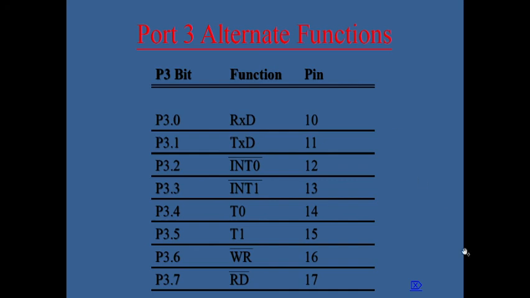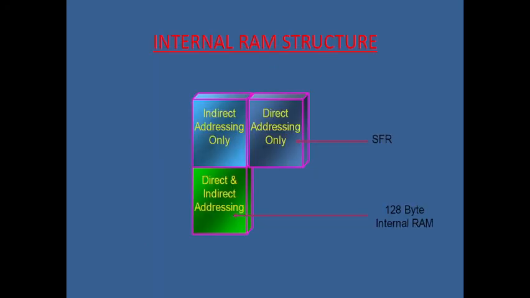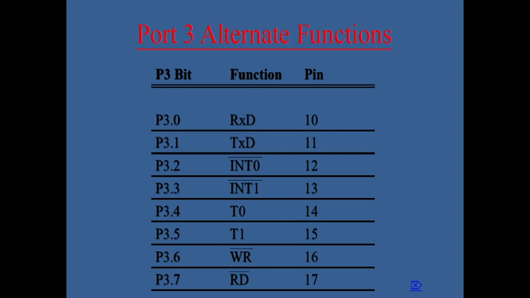Pin number 10 is P3.0, which has another function, RxD, meaning receive data, and TxD, transmit data. Then we have INT0 and INT1, which are used for interrupts, and T0 and T1, which are for timer interrupts and timer registers. Pin 16 is WR bar, used to write the data, whereas RD bar is used to read the data. So this is about the IO ports of the 8051 microcontroller.